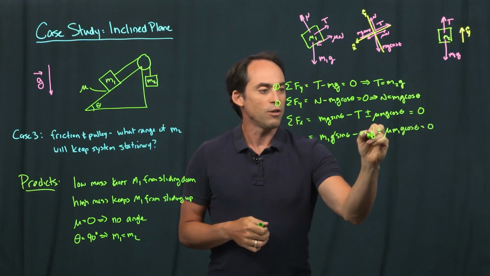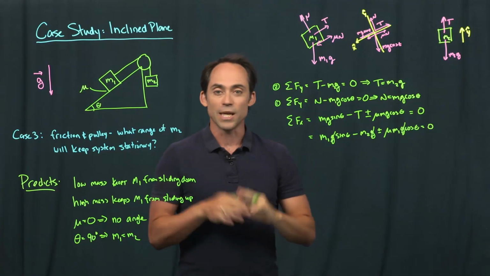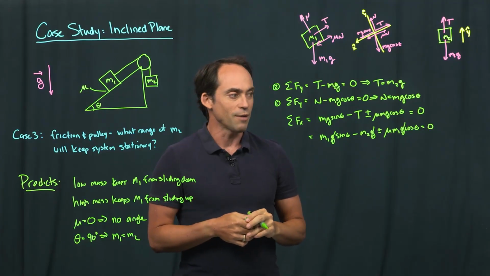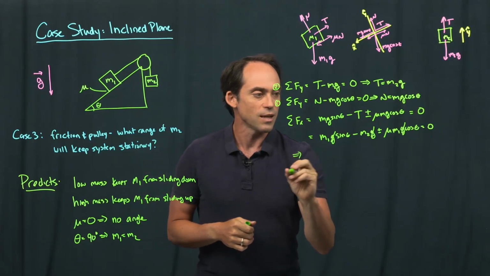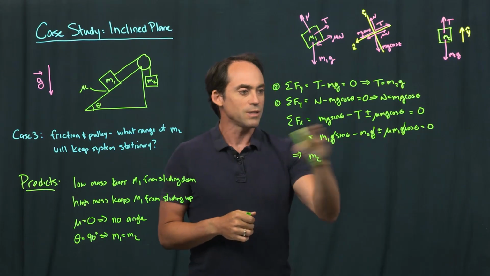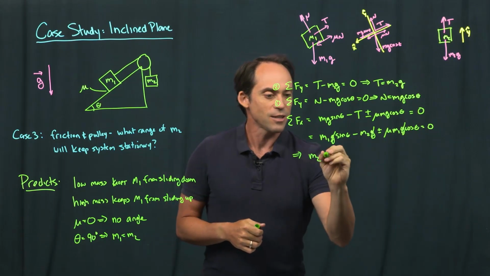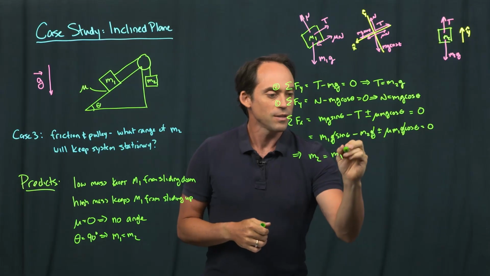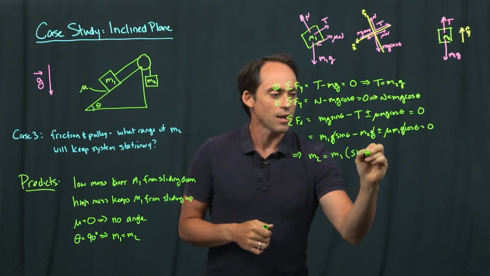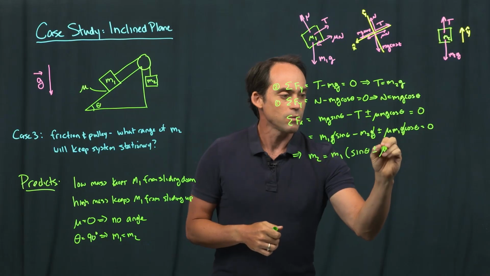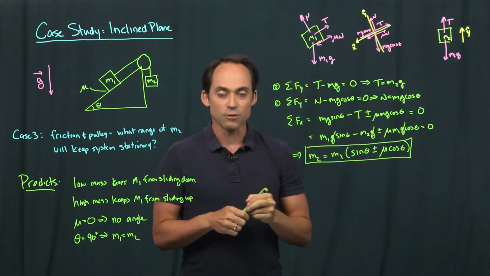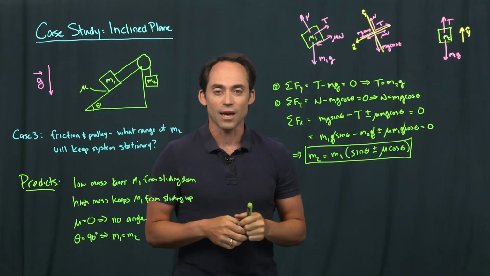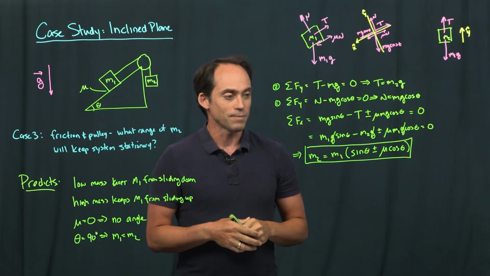The g's in all of these terms cancel, so our problem is independent of the actual acceleration due to gravity. And we can do a little rearrangement here to set aside m2, so I'm going to add that to this side. That's going to equal m1 times the combination sine theta plus or minus mu cosine theta. And that is our expression for the allowable range of masses, or at least the masses that satisfy the case where neither component is accelerating.